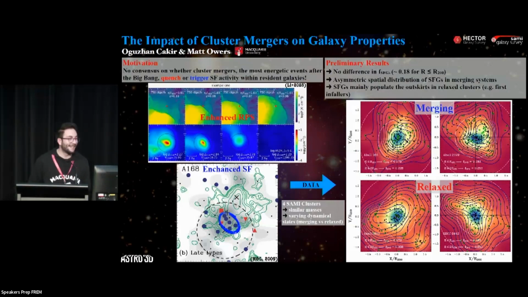Yeah. Hi, this is Osan, a Macquarie-based first-year PhD student. I'm studying the impact of cluster mergers and how they affect resident galaxies. Our main motivation is that so far there is no consensus on whether these events trigger star formation or amplify the quenching mechanism that already existed. In order to address this question, we use 4 SAMI clusters with different dynamical states and similar masses. What we have found so far is there is no difference in global star-forming fractions, but merging systems show a slightly asymmetric distribution of star-forming galaxies, whereas star-forming galaxies in relaxed systems are evenly distributed throughout the cluster and mainly populate the outskirts. And we are trying to do a detailed analysis for merging regions. Stay tuned. Thanks a lot.